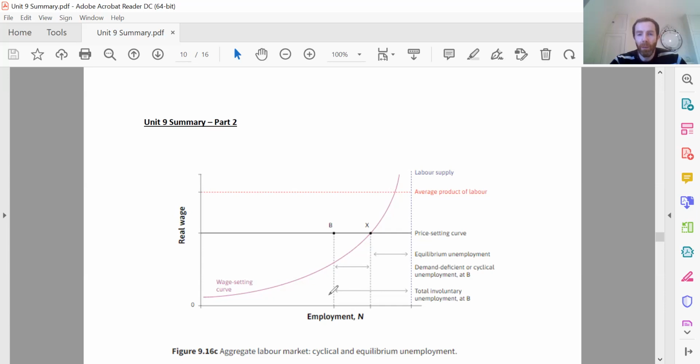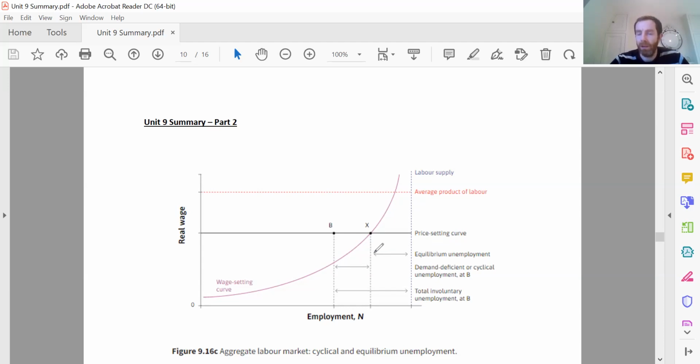So what this diagram shows is the point X. This is our equilibrium initially. It's where the price setting curve and the wage setting curve meet. And that's going to give us a level of equilibrium unemployment. So in equilibrium, we have some people unemployed.